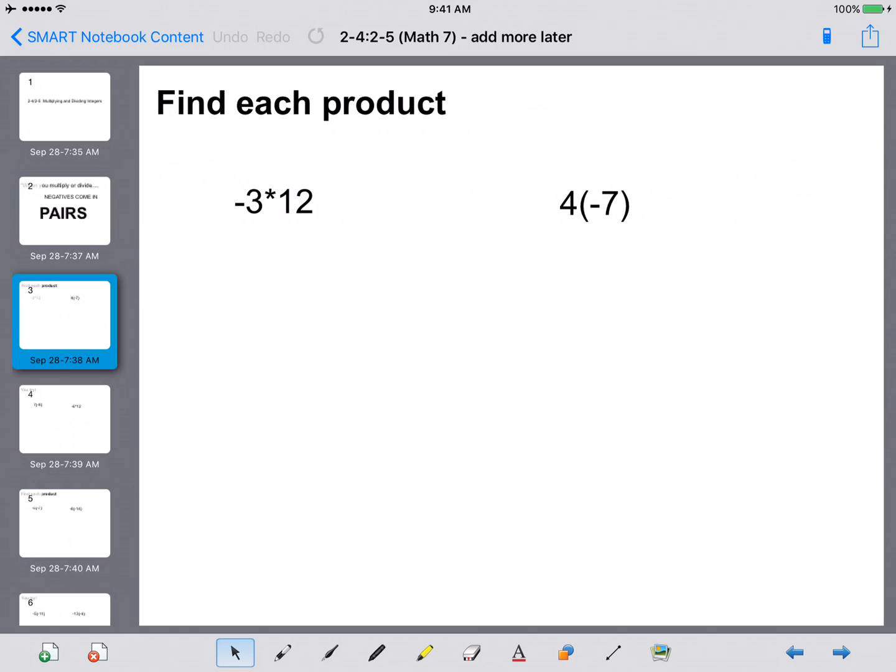So for example here, finding each product. -3 times 12, we have one negative number and one positive number. Does our negative have a pair? No, so it needs one, so our answer will be negative. Then we just do 3 times 12 to get 36. 4 times -7, our negative doesn't have a pair yet, so its pair is in the answer. And 7 times 4 is 28.